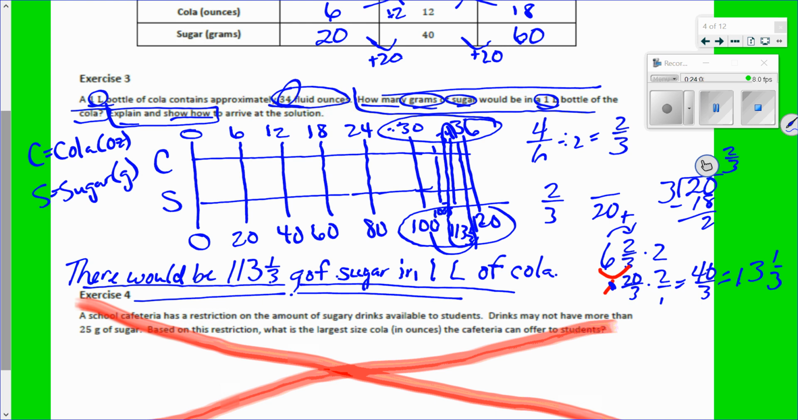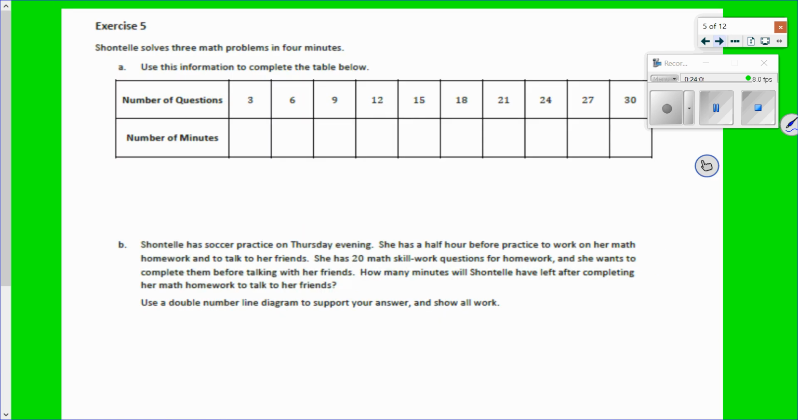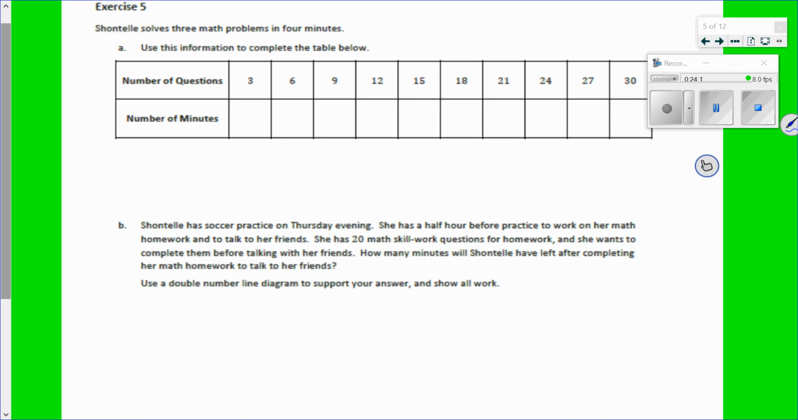Okay, go ahead, and we're going to skip exercise 4. So, turn to the next page. All right, guys. Great. You got this. Okay. No, I'm hoping you got this.